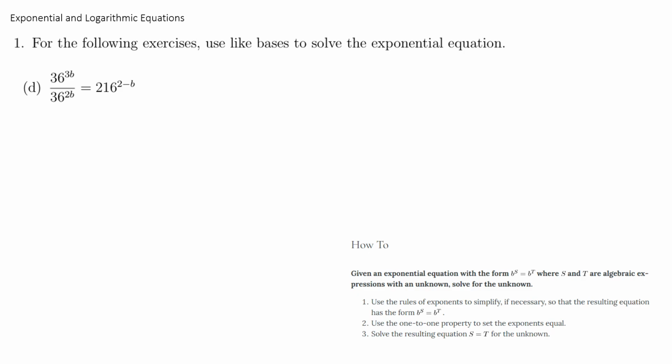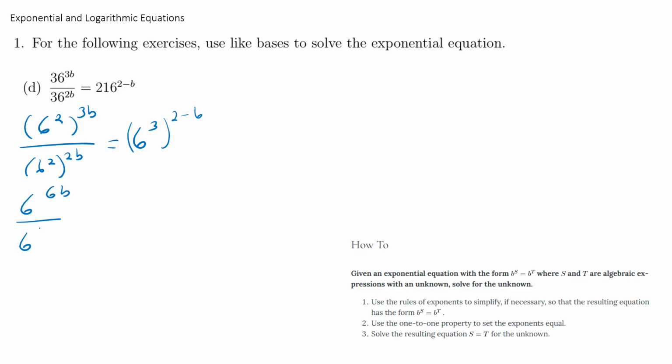So I'm going to rewrite this first as 6 squared to the 3b divided by 6 squared to the 2b, and that's going to equal 6 cubed to the 2 minus b. All right, and then we can use our power rule. So an exponent raised to an exponent, we multiply. So in that numerator, I've got 6 to the 6b divided by 6 to the 4b. That's going to equal 6 to the 3 times 2 minus b, right? And 2 minus b is negative 4. So this is going to be 6 to the 6b over 6 to the 4b is equal to 6 to the negative 12. And then we can use our exponent quotient rule, right?